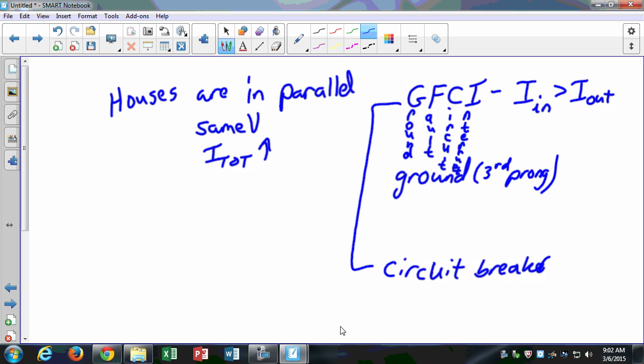It interrupts the circuit. The circuit breaker, on the other hand, turns off if the total current, not the current for a single device, but the total current exceeds some capacity. Right? 15 amps, 20 amps, whatever your circuit is rated at, it will turn off if the current in the total circuit exceeds that capacity. So as you're adding devices, if you exceed that current, then it will turn off. So it's our circuit breaker. And the ground provides a clear path to ground.